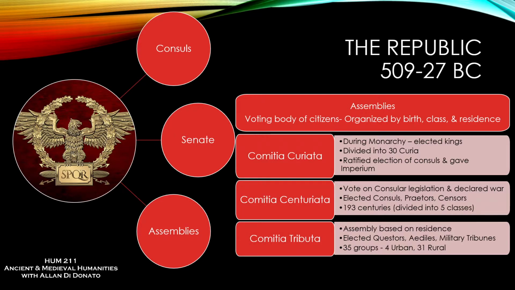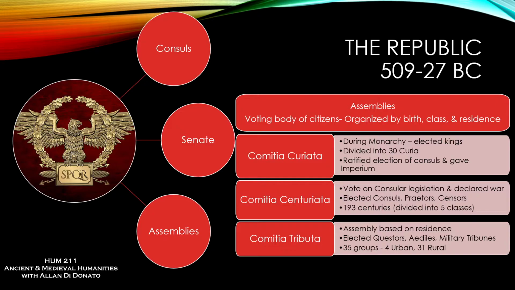Here you have an assembly based on residence and tribe, and they would elect the lower magistracies like quaestors, aediles, military tribunes, and they were organized into basically 33 groups, 4 from the city and 31 from the countryside, or the rural areas about Rome.